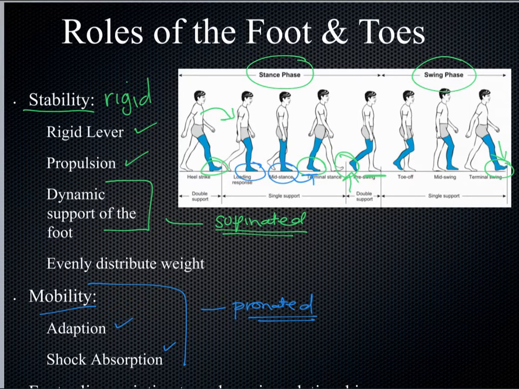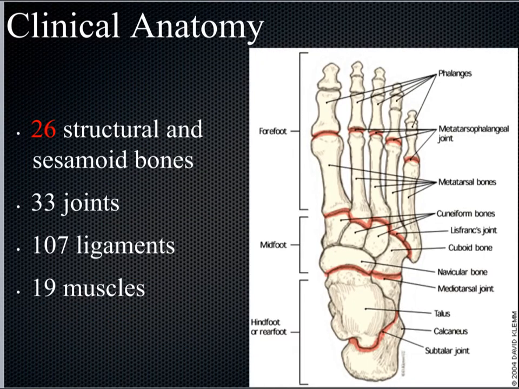Now that we understand the roles of the foot, let's segue into the anatomy of the foot and the toes. And maybe all of you know this, but I am always in awe of how many anatomical structures live within the foot joint and the toe joints. So what we know about the foot is it has 26 structural bones, right? So 26 bones, 2 sesamoid bones, 33 joints, 107 ligaments cross the foot, and then 19 muscles. Wow, just 19.